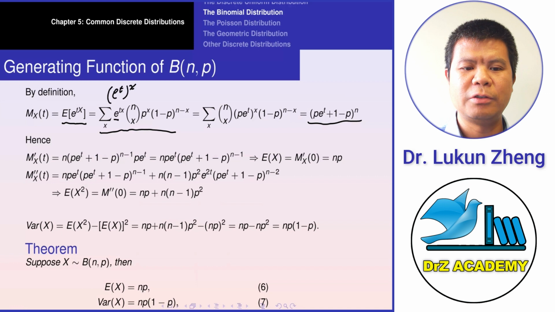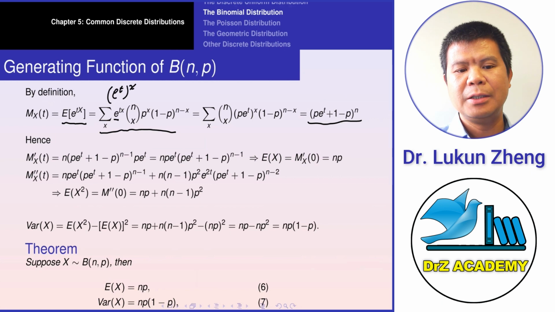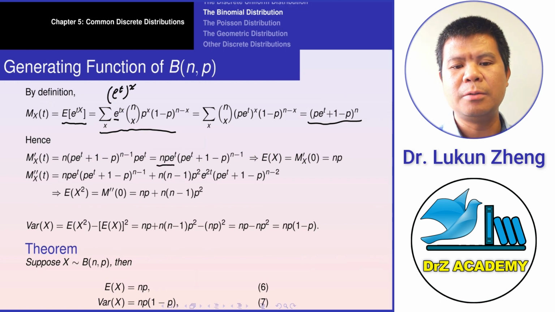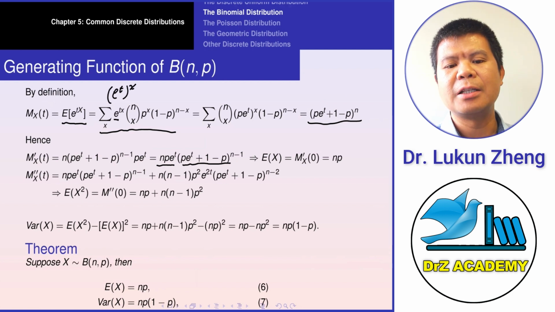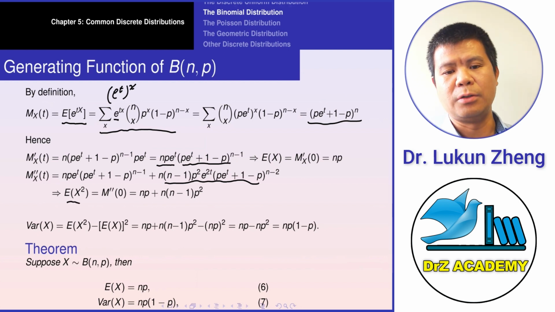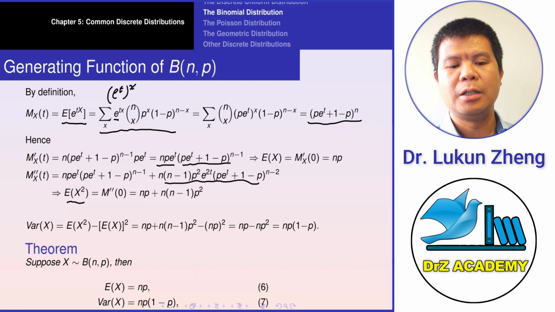Then you can find the second derivative using the product rule. This is the first term, this is the second term, and this is a product. So the derivative of the first times the second, plus the first times the derivative of the second. The derivative of the second is going to be here. Now you can get this one. Therefore the expectation of x squared, the second moment, is going to be the value of the second derivative at point 0.